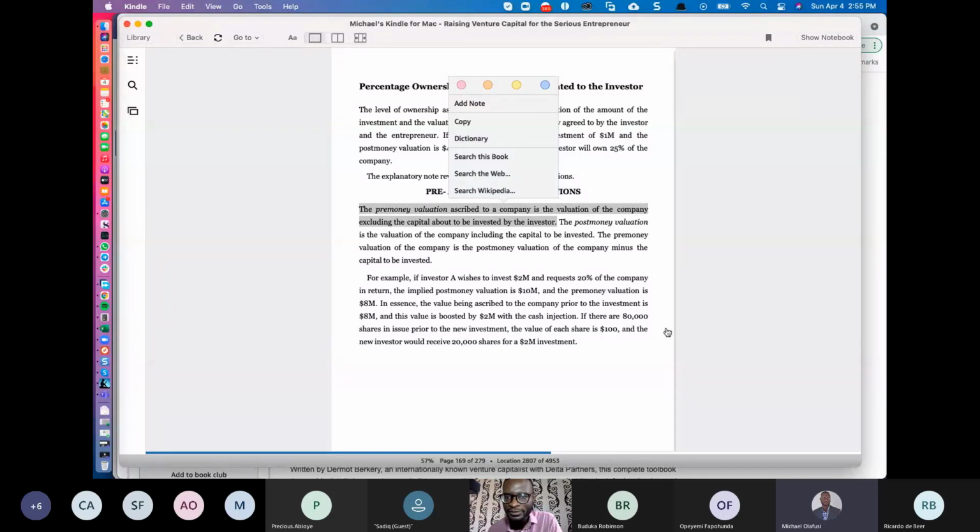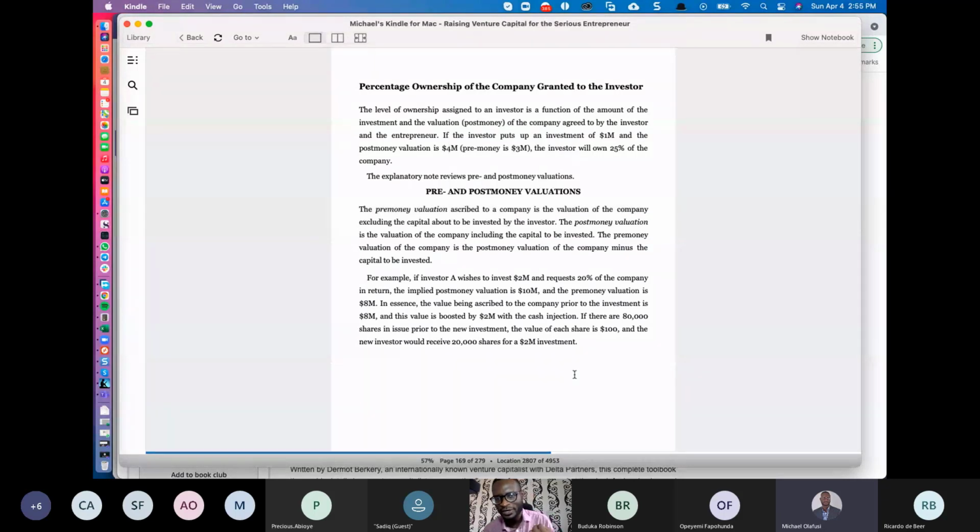Okay, so the post-money valuation is the valuation of the company that includes the capital that is to be injected into the business. So you're in a fundraising round, and if you are raising 10 million USD, then the pre-money is simply what you are going to be valued at minus that 10 million that you just raised. So that's what is explained here.